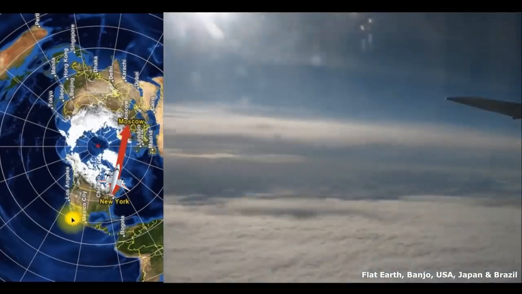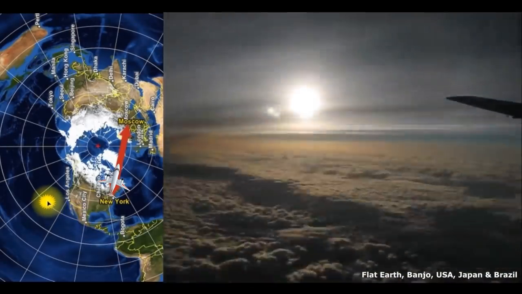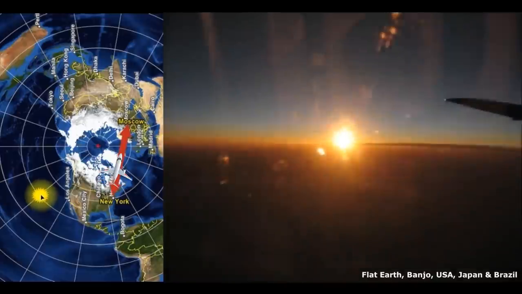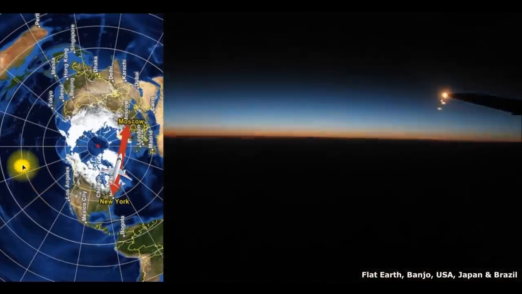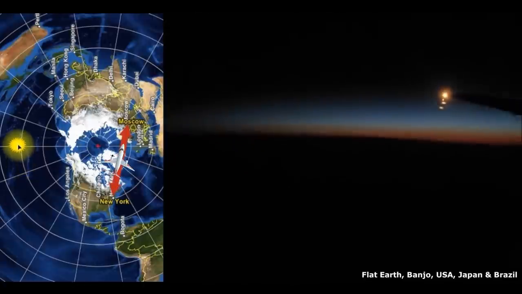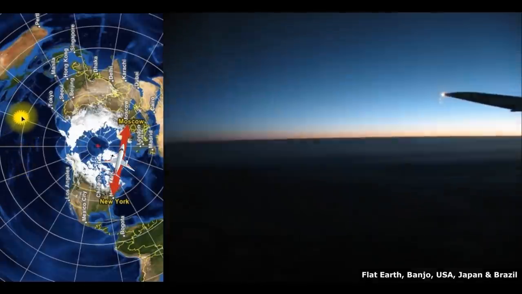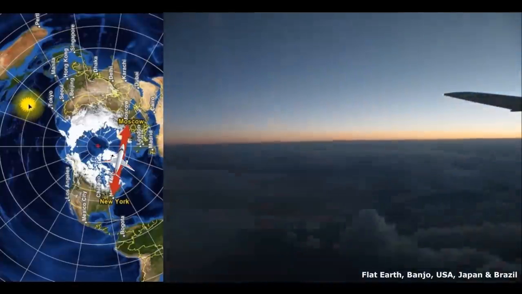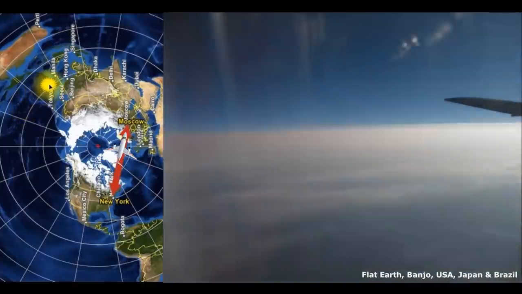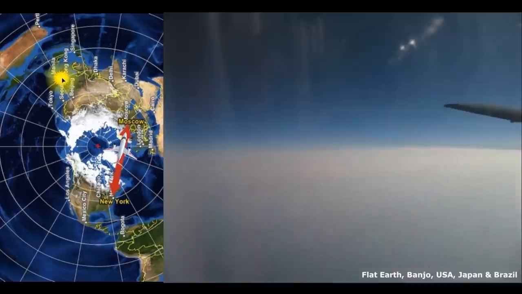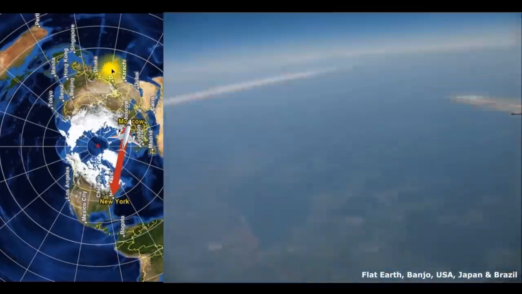Let's now look at some more evidences of a circling sun. This is a time lapse of the sun traveling along with an airplane captured during a flight from New York to Moscow. You may see it getting dark as the sun journeys farther west, disappearing at the horizon, coming back to view when approaching as it heads east. The sun and the airplane meet again when the airplane is close to landing in Moscow.